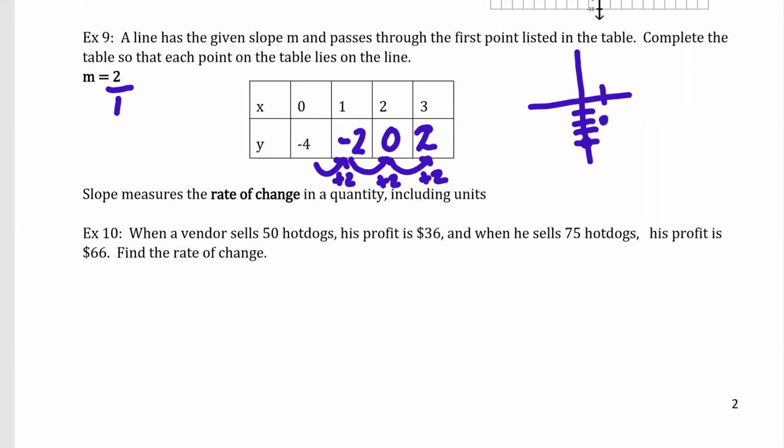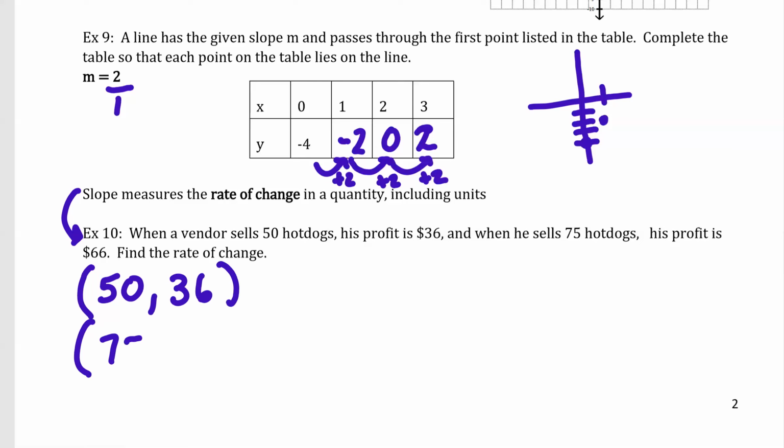Slope measures the rate of change in a quantity, including units. So keep this in mind for number 10. When a vendor sells 50 hot dogs, his profit is $36. When he sells 75 hot dogs, his profit is $66. Find the rate of change. Rate of change and slope are the same thing, but rate of change has a denominator of 1. So when you sell 50 hot dogs, your profit is $36. And when you sell 75 hot dogs, your profit is $66. So we want to find the slope.